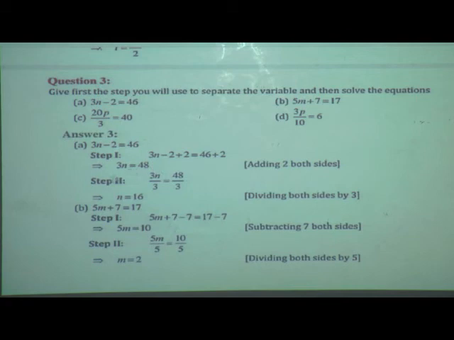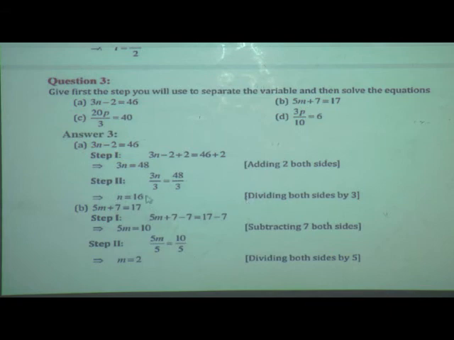What is our next step? Step number 2. We have 3n, and here we are having a multiplication, so you can divide. So 3n divided by 3 because we want the variable n separate. So these 3s get cancelled, so n will be here. 16 threes are 48, n is equal to 16. What we had done? We had added 2 on both sides.